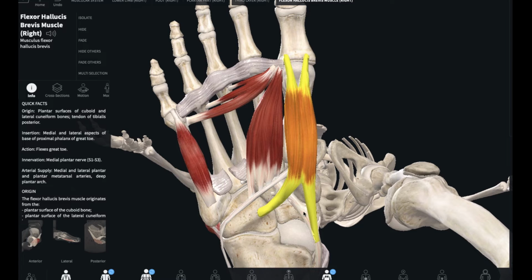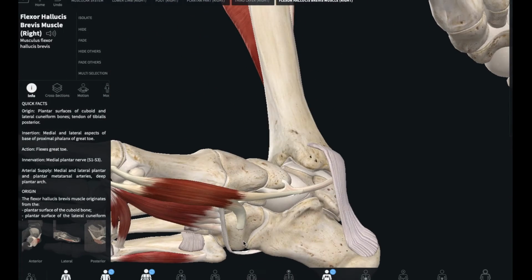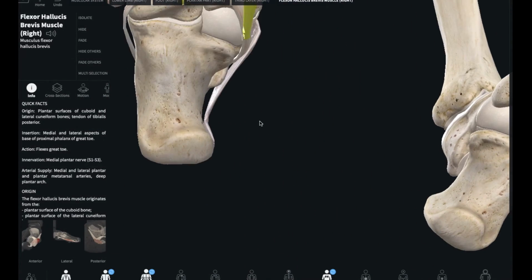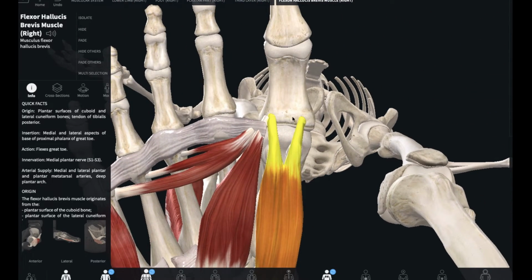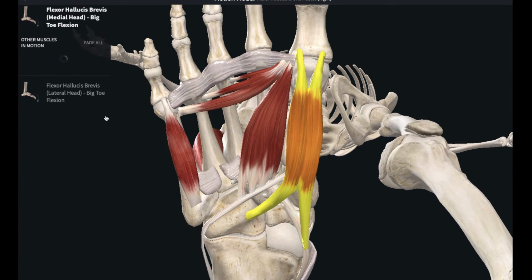Flexor hallucis brevis muscle originates on the cuboid and the most lateral cuneiform bone, and the tendon of tibialis posterior, which is right there. And the insertion is going to be the base of the proximal phalanx. All right, you kind of got an idea. Let's look at some actions.